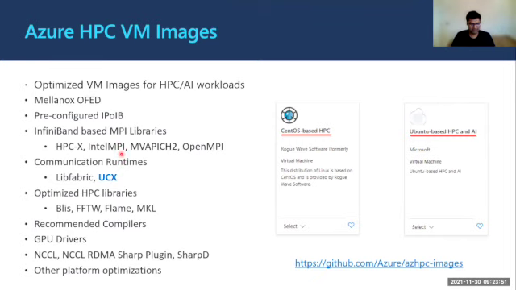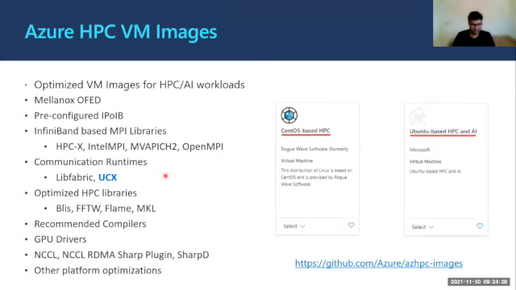It also has the different MPI libraries: HPCX, Intel MPI, MVAPICH, OpenMPI, and also UCX. So UCX, let me make a quick note here. UCX is, I would say, the most widely used or widely recommended transport layer for Azure, mainly because it gets you the best out-of-the-box performance, and it's very stable also. HPCX uses UCX, Intel MPI uses UCX, and OpenMPI also uses UCX.